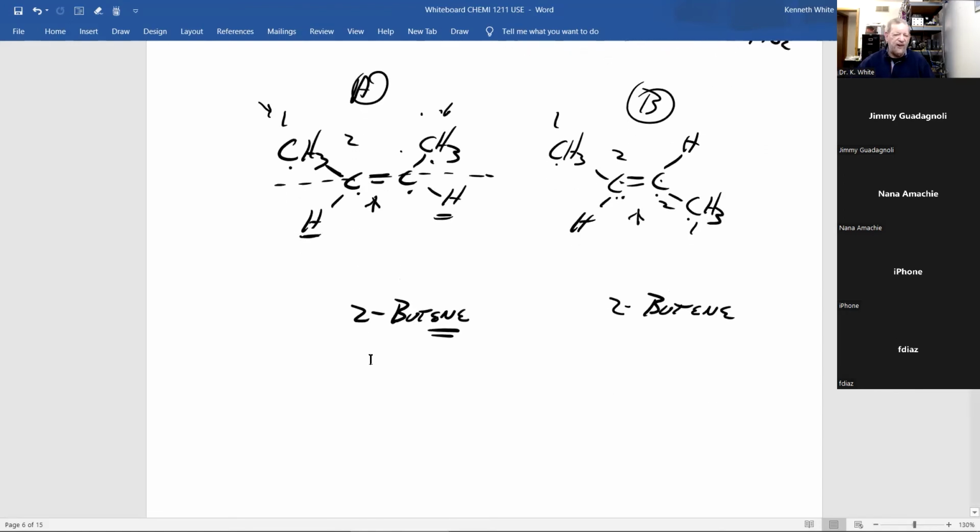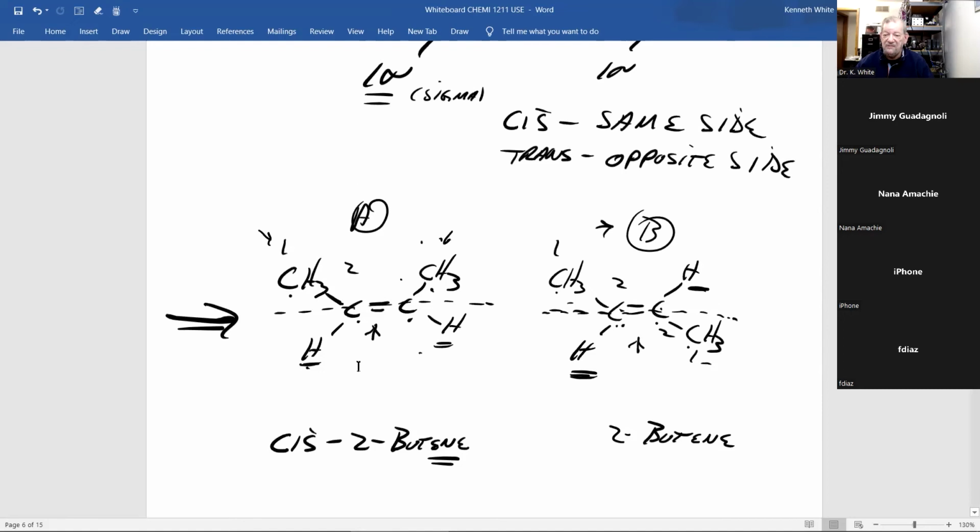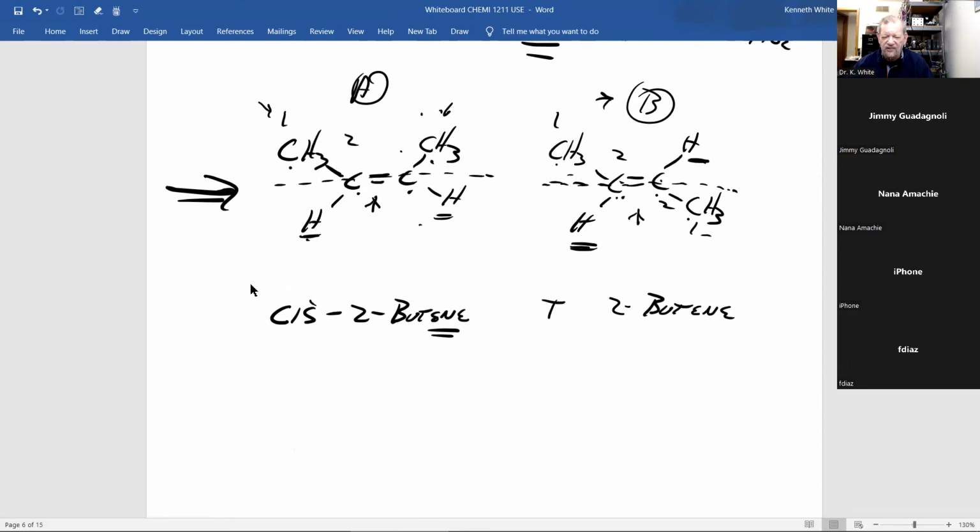So now the name for A, same side, cis, this is called cis-2-butene. Now, if we look at B, and again, that plane right here, notice the hydrogens are on opposite sides of this plane. And same thing with the CH3 groups. And when it's opposite, it's trans. So this is now trans-2-butene.